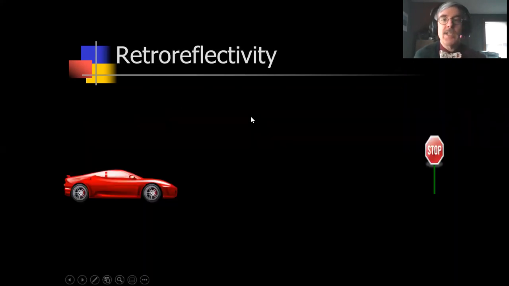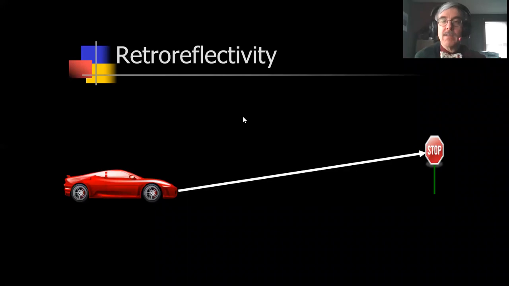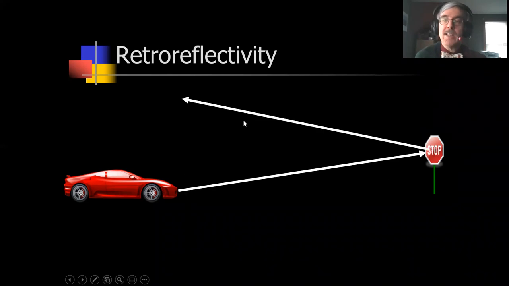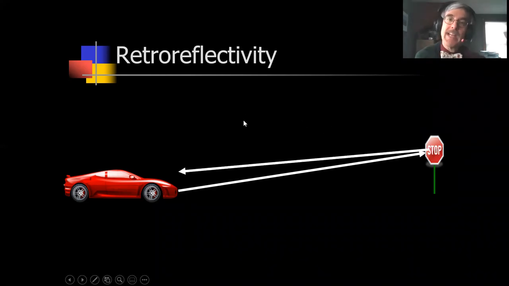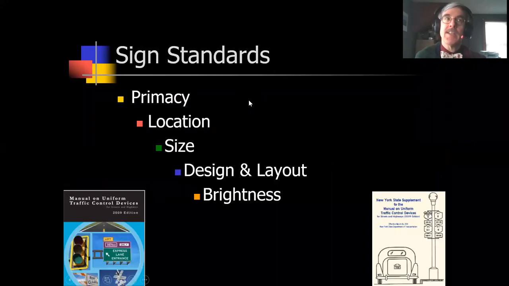The term we use for that is retroreflectivity. It's not the light that bounces off a wall or a mirror. It's the light that comes back because of either little beads or prisms in the sign. And retroreflectivity really does matter. Now, all of these things are incorporated in the sign standards, everything from primacy down to brightness. So keep that in mind. That's why we have these standards.